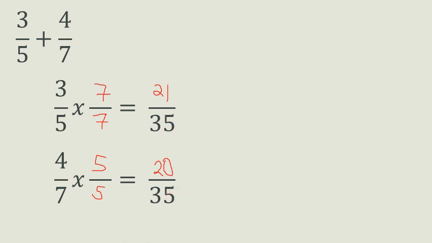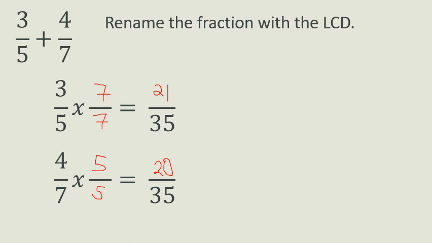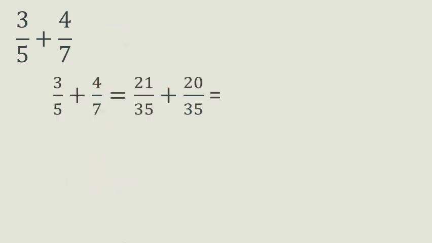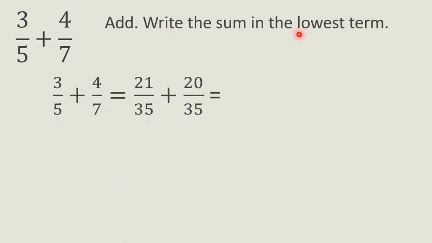So, yun ang ipag-a-add natin. Okay? So, add. Write the sum in the lowest term. So, ito na. Yung 3/5 natin naging 21/35. Yung 4/7 natin ay naging 20/35. So, gawin na natin yung pag-a-add ng similar fraction. So, since parehong 35 ang denominator, yun po ang ating lalagay na denominator. Okay, then, ipag-add na natin yung nasa numerator. So, 21 plus 20 is 41.